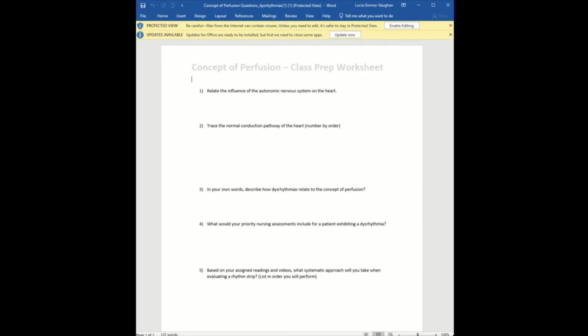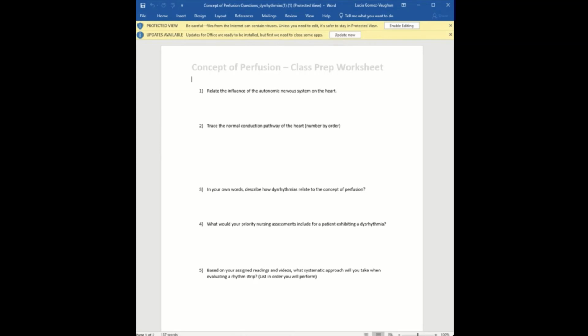In your own words, describe how dysrhythmias relate to the concept of perfusion. So if the heart's electrical system isn't working appropriately, the atria aren't contracting when they need to or fully, and the ventricles aren't contracting fully or effectively. When they're not contracting correctly, they're not going to give nice, good, full pumps of blood out of the heart, and that's going to decrease perfusion.